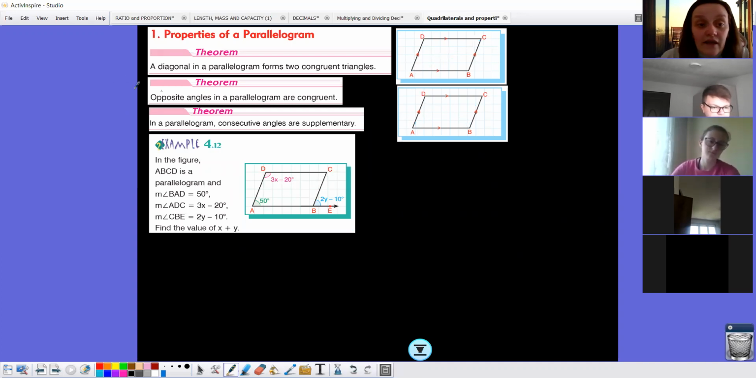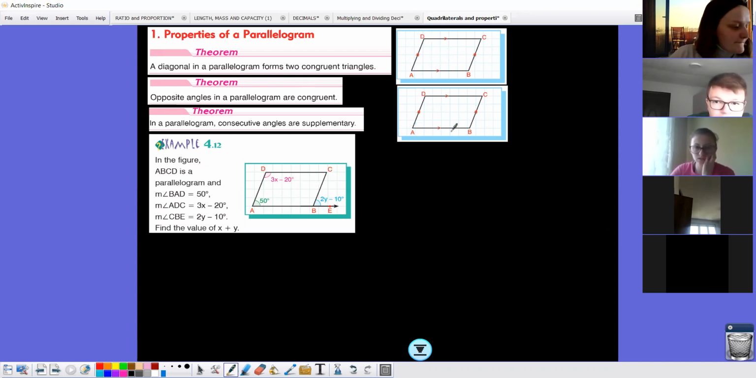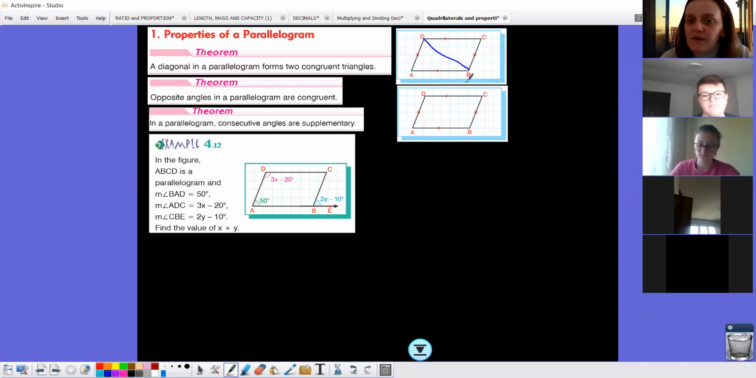First one, a diagonal. We know what a diagonal is now? A diagonal in a parallelogram forms two congruent triangles. What does congruent triangles mean? Two same triangles, same sides, same angles. If I'm drawing a diagonal, it has to be a straight line. So here, the triangle ABD and the triangle CBD are congruent to each other.